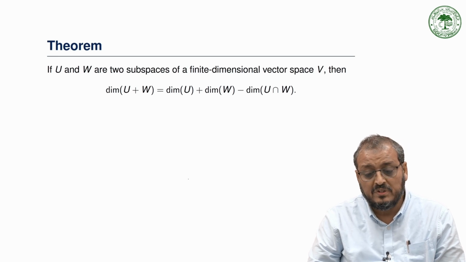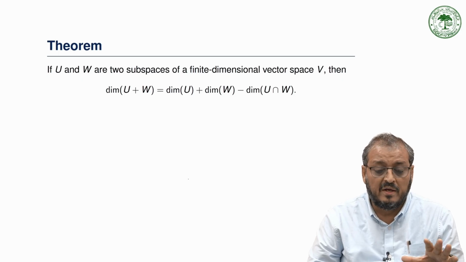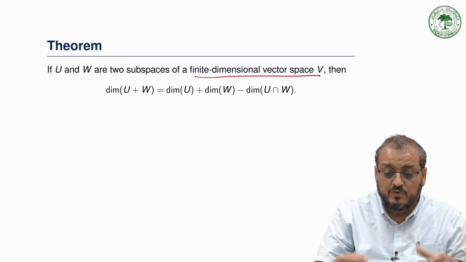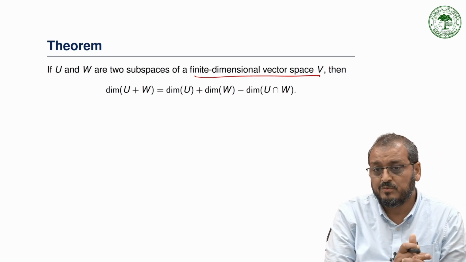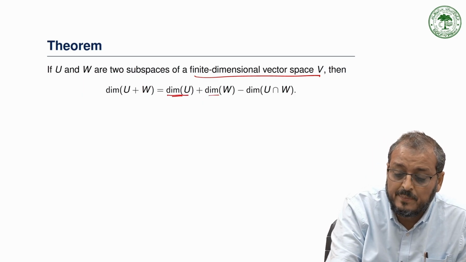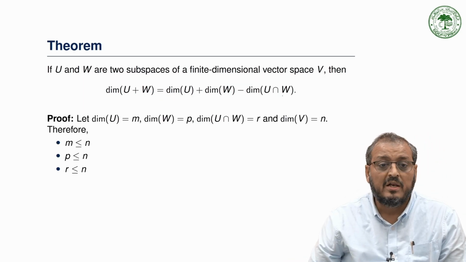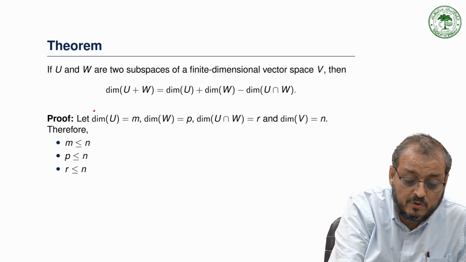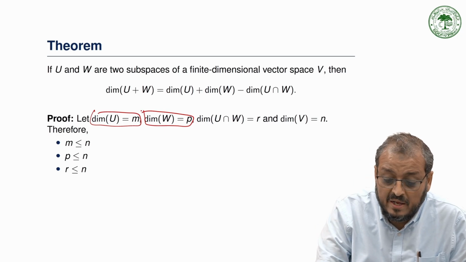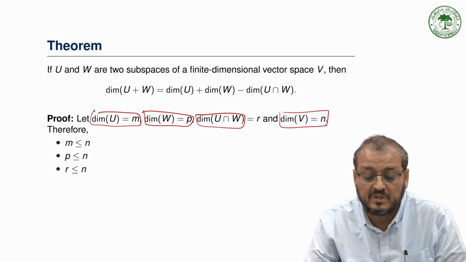So let's say we have to prove this. We have two subspaces U and W, and a finite dimensional vector space V. So we assume that the dimension of V is equal to n, and then we also consider the dimension of U, dimension of W, dimension of U plus W, and dimension of U intersection W. Let's begin. We assume that dimension of U is equal to M, dimension of W is equal to P, dimension of U intersection W is equal to R, and dimension of V is finite, assumed to be N.